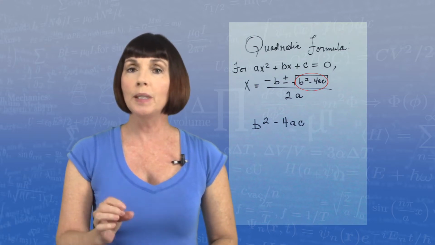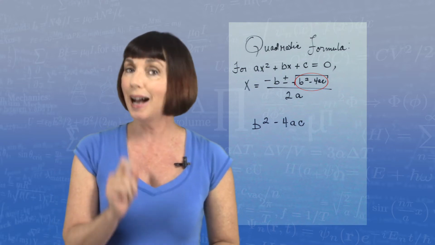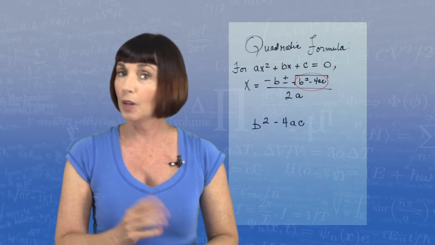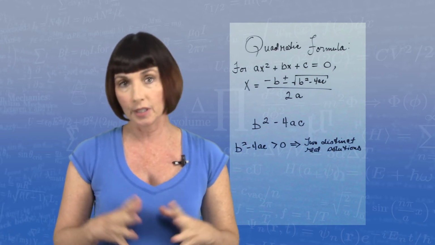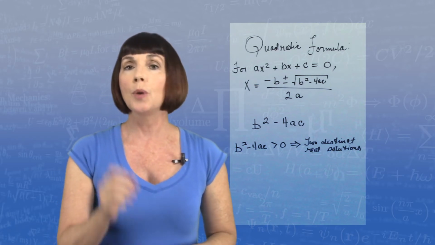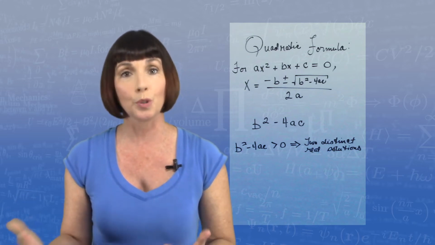Now, the discriminant won't tell you what your solutions are, but it will tell you what kind of solutions you'll get. There are three options. B squared minus 4ac can be greater than 0. In that case, you have two distinct real solutions, or two distinct real roots.